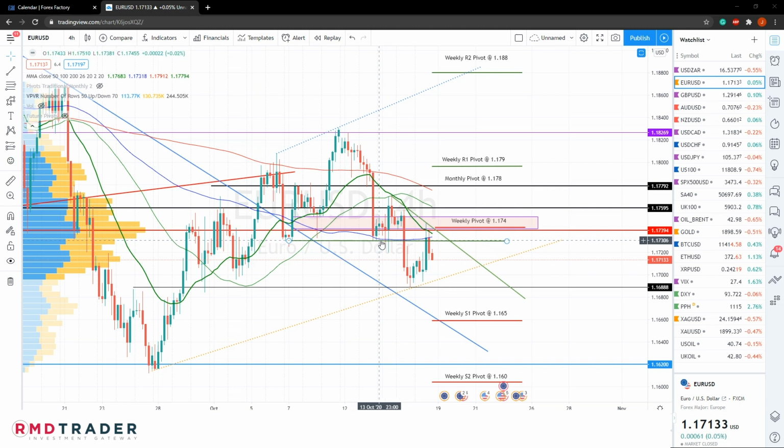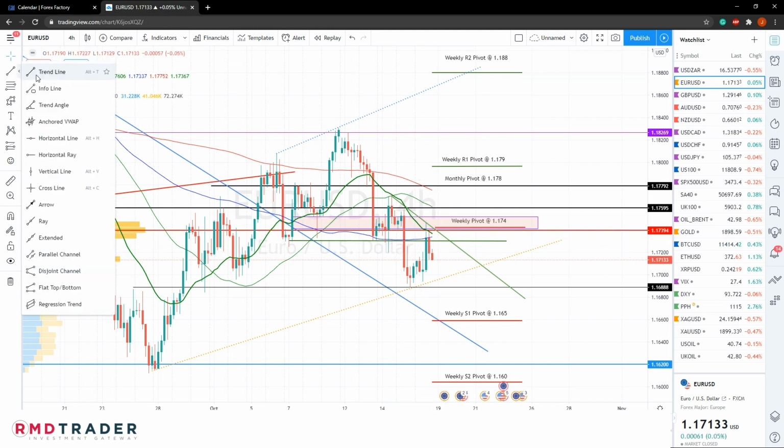1.173. At this stage, we are trading below the new weekly pivot, that would be at 1.174. And of course, this would be an important area to keep an eye out for any price action going into this new week. Also taking into account that we have this new upper diagonal boundary that has been formed, and of course this would act as some kind of falling wedge.